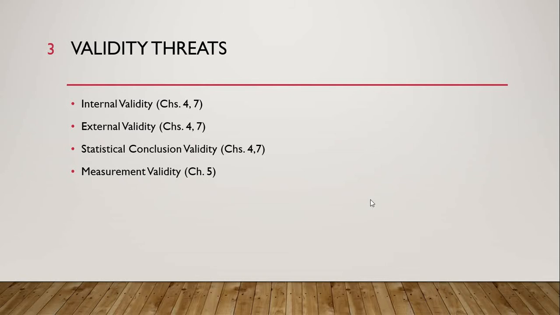So some other things you can consider in critiquing a study are validity threats. And there are four basic families of validity threats. So internal validity, which is discussed in chapters 4 and 7. External validity, which is also discussed in chapters 4 and 7. Statistical conclusion validity, which is also discussed in chapters 4 and 7. And finally, measurement validity, which is sort of an umbrella term that I'm using for the different families of measurement validity threats that are discussed in chapter 5.